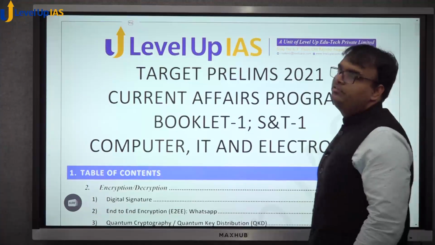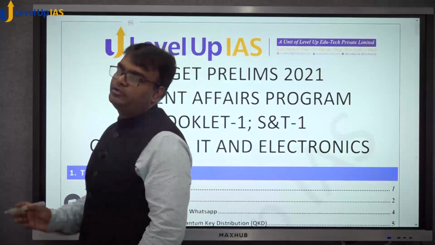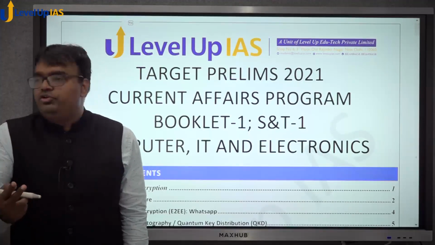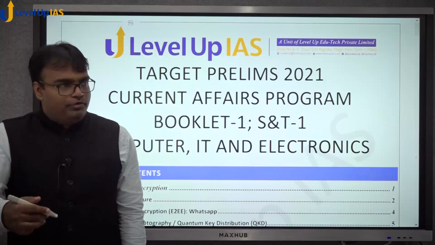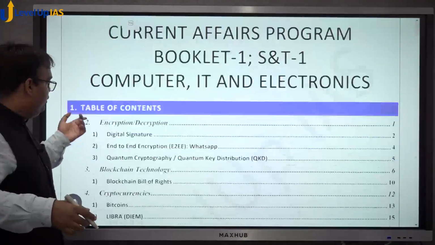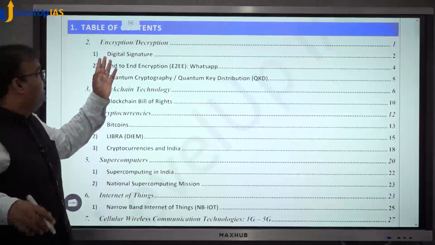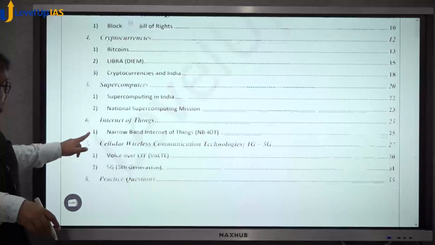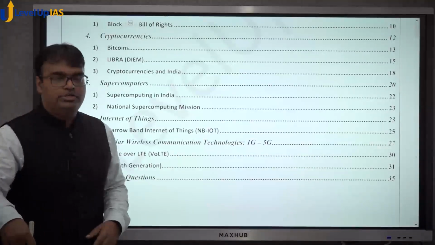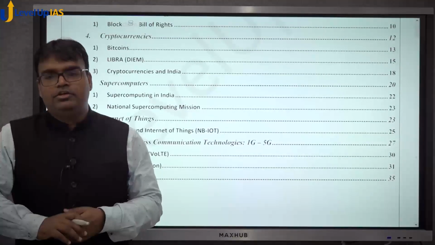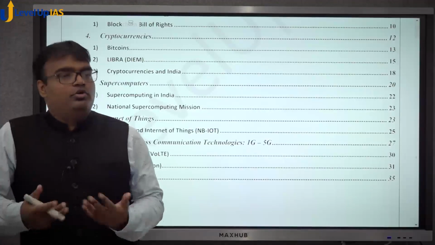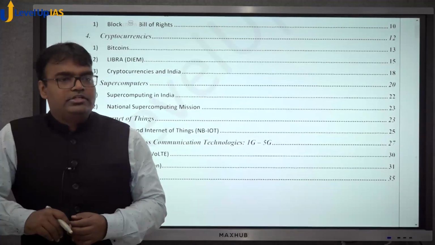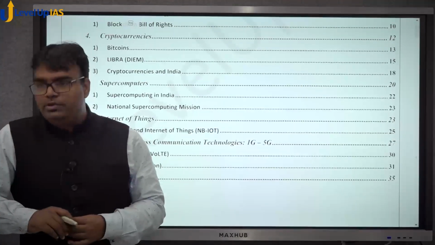We will be starting with Science and Technology, and in Science and Technology, we're dealing with Computer and IT. In Computer and IT, I'll be giving you two booklets. Today, we are dealing with the first booklet where the main topics which are being discussed are encryption, decryption, blockchain technology, cryptocurrencies, supercomputers, Internet of Things, and cellular wireless communication technologies, where we will be discussing 1G to 5G everything. In tomorrow's class, in computer and IT itself, we'll be dealing with artificial intelligence, machine learning, cloud computing, all those stuff we would be covering.